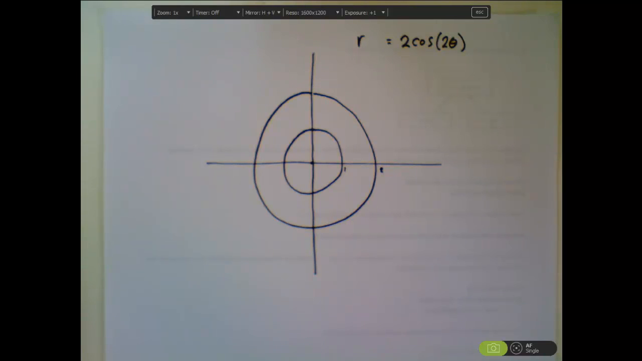Hello, there was a student request for me to show how to graph using what I was calling the radar method. The radar method is just a slightly more clever approach than plotting points and connecting them.